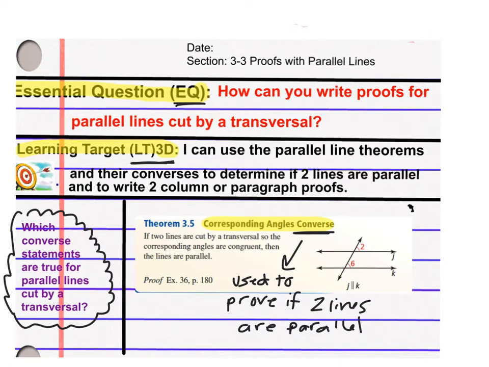Okay, so for example, if you get the corresponding angles converse, right here, if you got that angle 2 was, let's just say 50 degrees, and the corresponding angle 6 was also 50 degrees, if those are congruent, then you could conclude that J is parallel to K. So we talked about corresponding angles before, but we went the other direction. You knew that line J and K were parallel, so therefore corresponding angles were congruent. So this is just going the other direction. You're getting the angles, and then you're proving that the two lines are parallel.